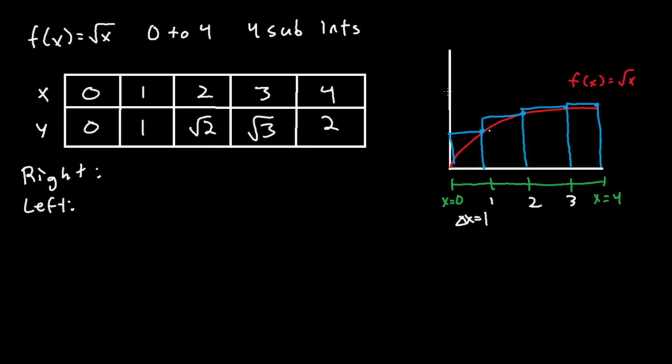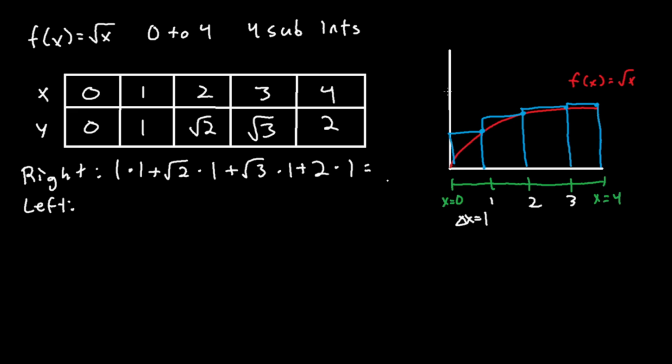So using the picture, we can determine that the height of the first rectangle is given by the y value at 1, the next rectangle is given by the y value at 2, the next rectangle is given by the y value at 3, and so on. But instead, all we need to do is skip the first y value, and then multiply the second y value, which is 1, by your subinterval length, delta x, which is 1, plus square root of 2 times 1, plus square root of 3 times 1, plus 2 times 1.